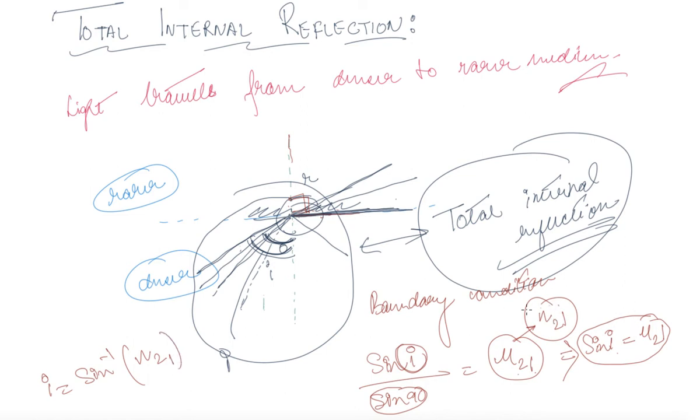Now for your convenience, in your NCERT book, they have taken n2 of 1, that is, the refractive index of medium 2 with respect to medium 1. So for now, I'm taking this as n. Sometimes in your book you may get this as mu. So do not get confused because both represent the exact same thing. So this is what you can understand as the condition of total internal reflection.